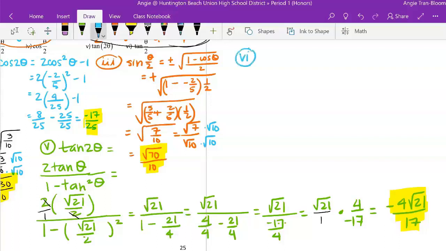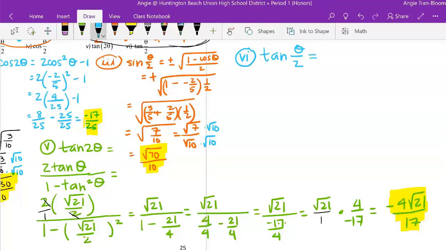6i's. Now, if you don't have enough space, just do it on the back of your notes or on scratch paper, and you can just attach it, okay? 6i is asking us to do tangent of a half angle of theta. So I'm going to use sine of half angle divided by cosine of half angle. I'm pretty sure that there are other formulas or other ways that you can find half angle, but this to me is one less thing for me to memorize, okay?